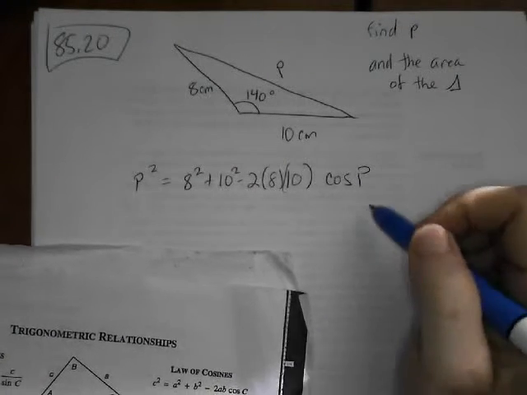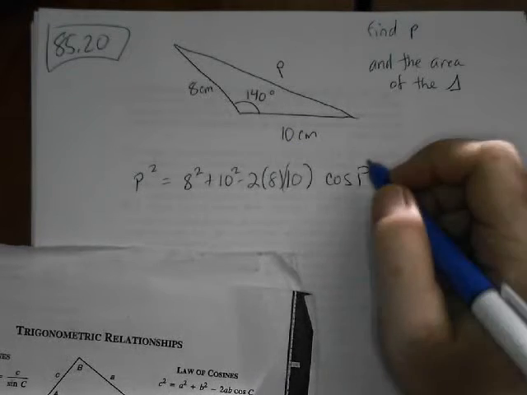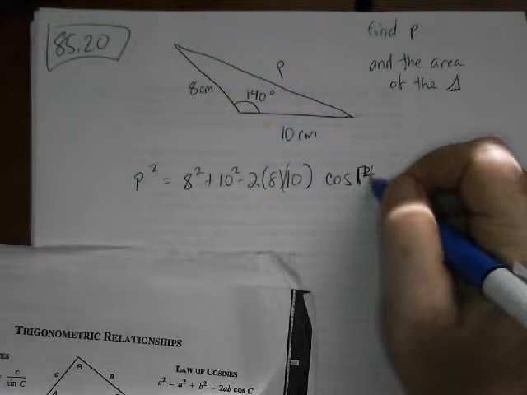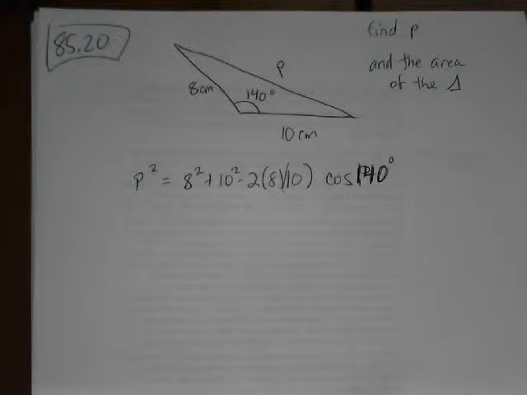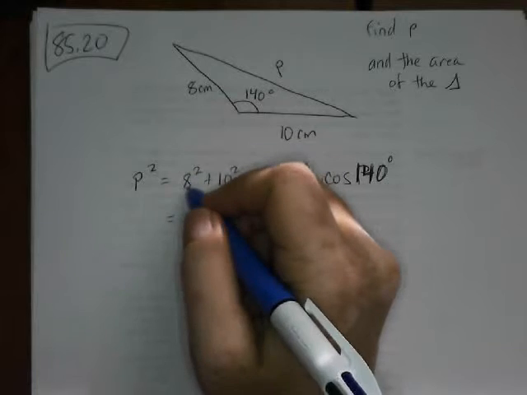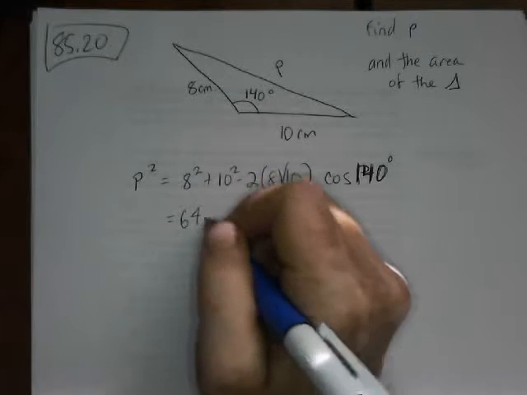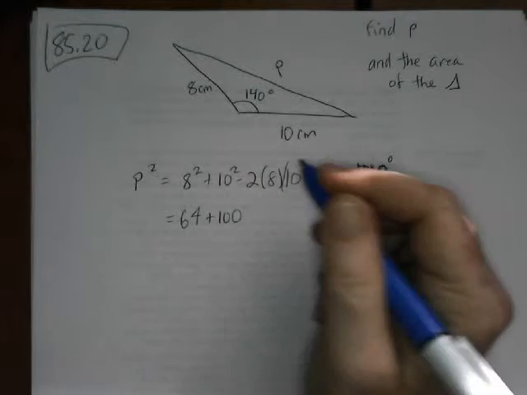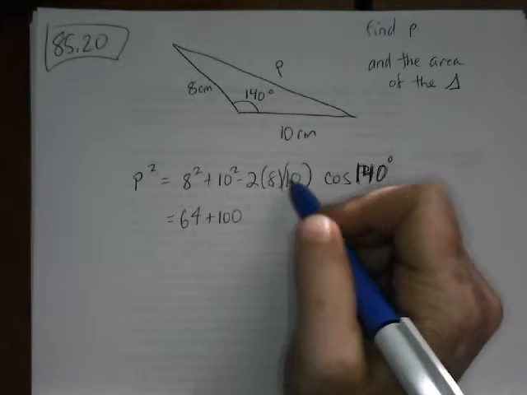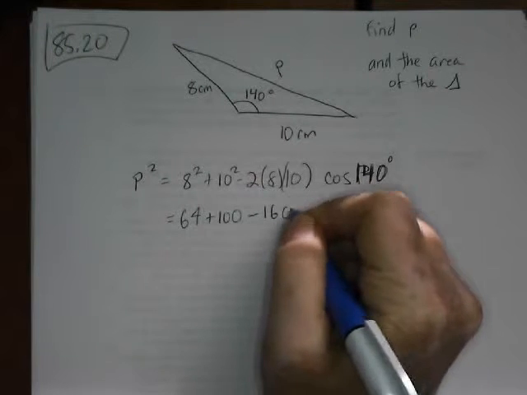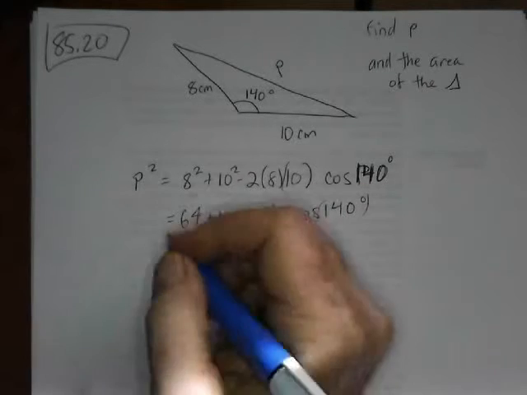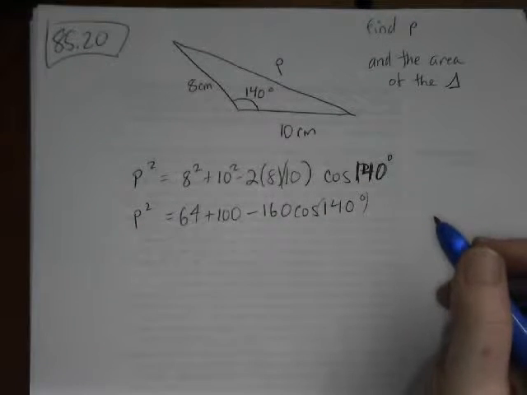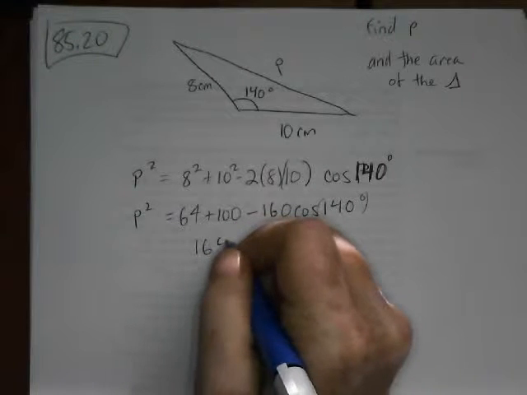Oh wait, but I know P. Angle P is 140. There we go. Okay, so then I'm just going to work on that with my calculator and with my brain. So 8 squared, 64, plus 100. 2 times 8 is 16, times 10 is 160. Cosine 140. That's what P squared equals. And then this is 164.